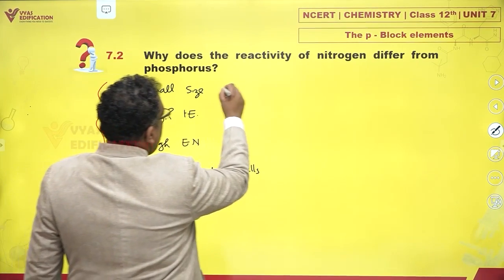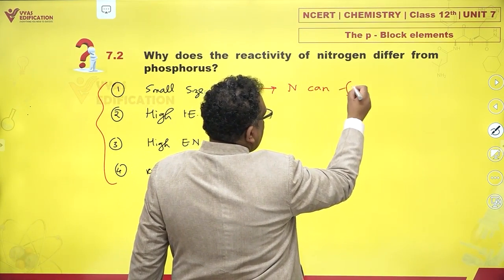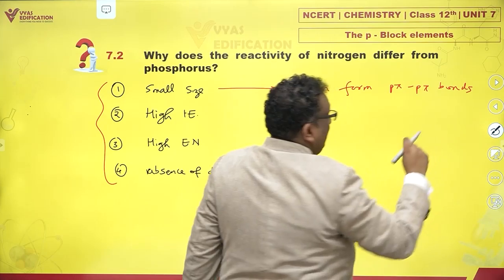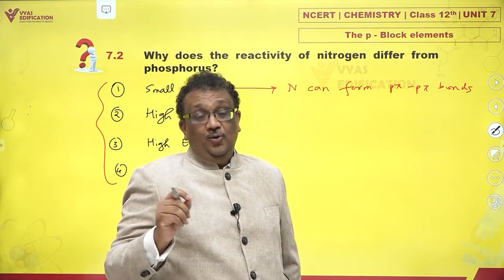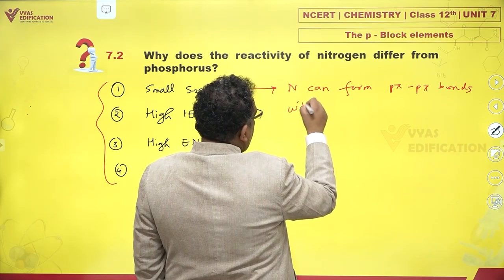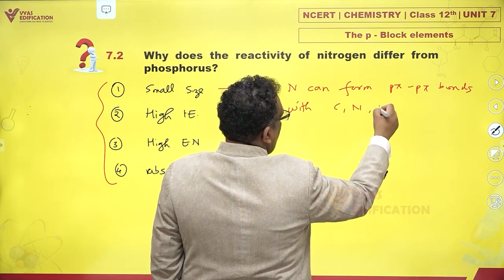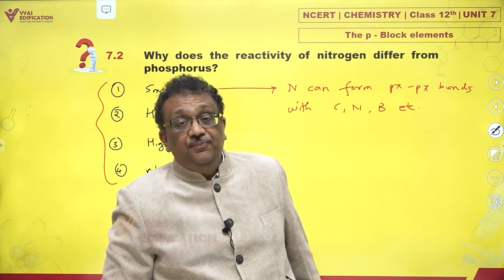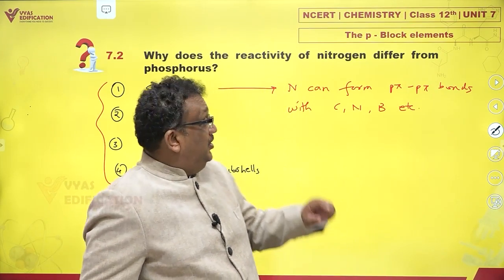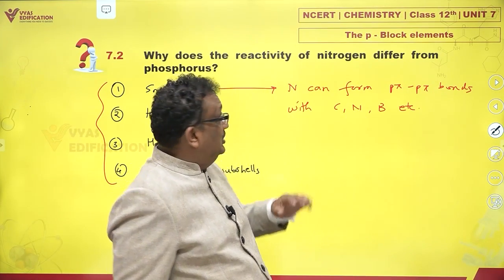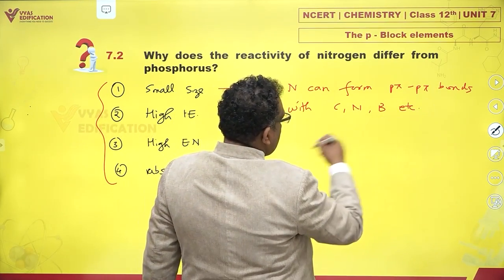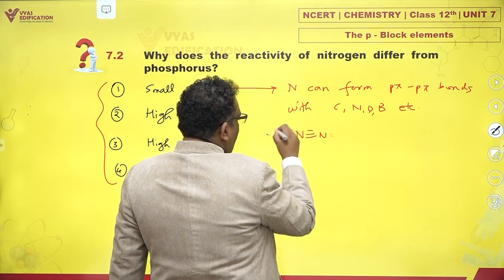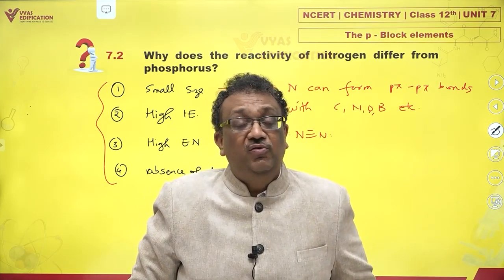What? Nitrogen can form p-pi bonds with other small atoms like carbon, nitrogen, boron, etc. Not many in etc. Largely with carbon and nitrogen. Because of this, now, can phosphorus do this? Phosphorus can't do this. Even nitrogen can form a very good bond with nitrogen, oxygen also. Like N triple bond N. Very, very good, very stable, one of the very strongest covalent bonds in nature.